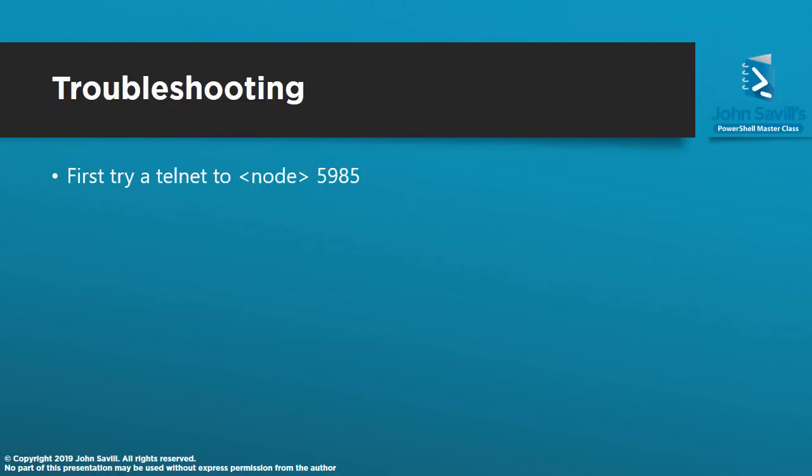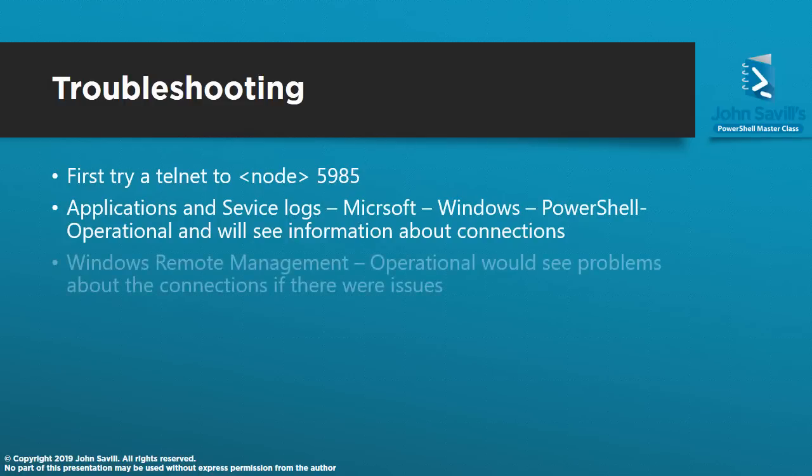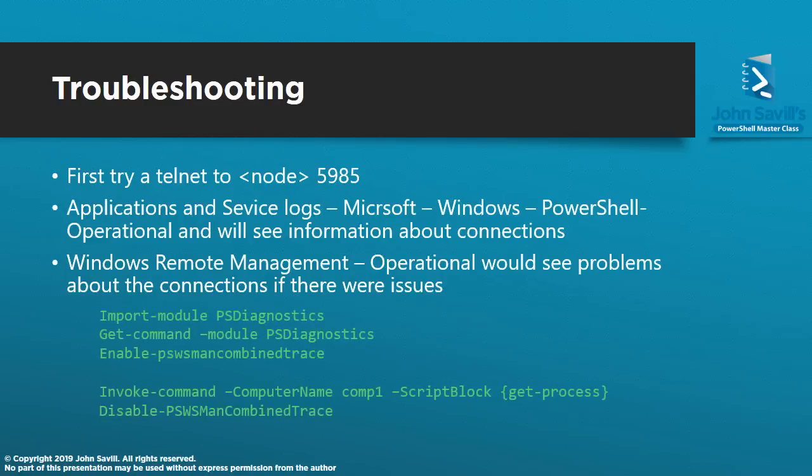I can look in the applications and service logs, and I can look in the Microsoft Windows PowerShell operational log. I can see information about the connections. I can even import a diagnostics module, enable a trace, do any commands I'm trying to do that are failing, and then disable the trace, and then go ahead and look at that log. So that will give me even more information about exactly what's going on. So that's just some troubleshooting resources.